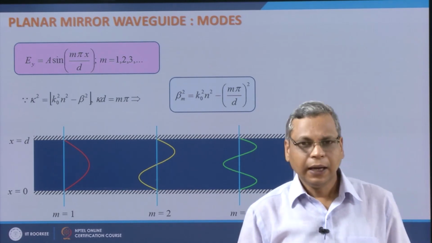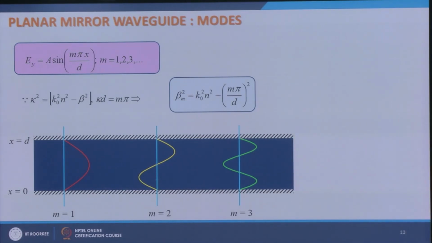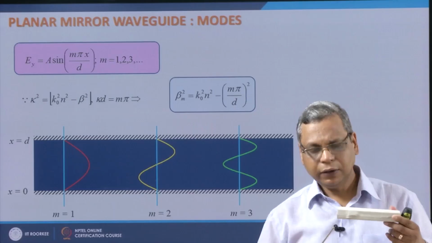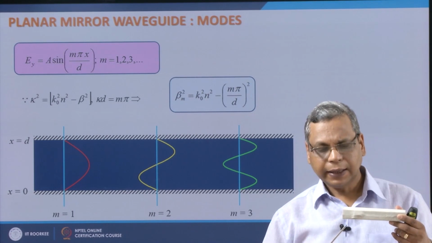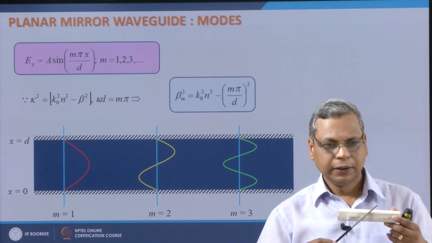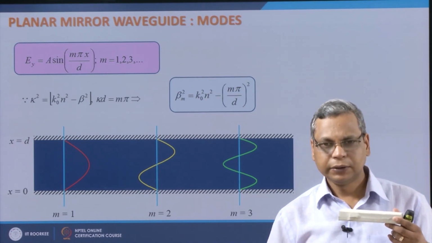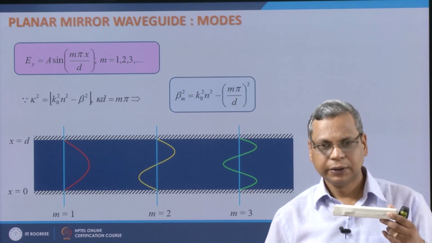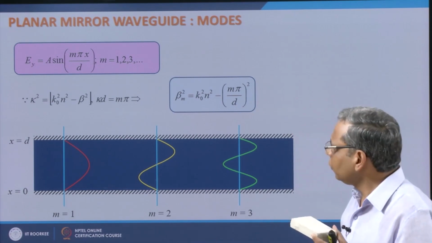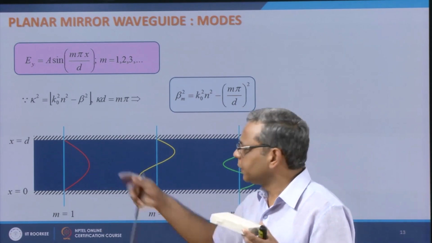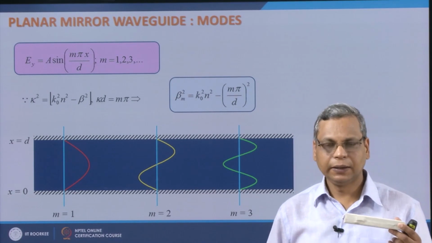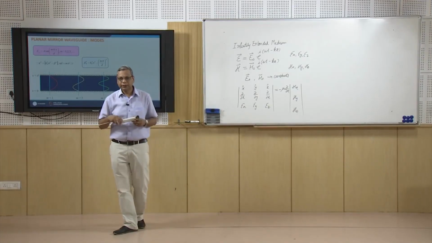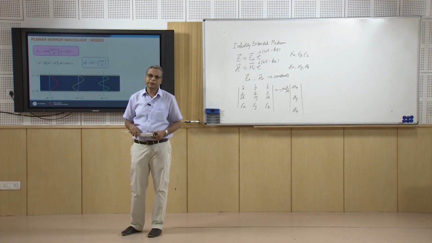Okay. I know that in a waveguide, if I launch a ray like this, then it will be reflected back and forth, or if I launch a wave, then the wave would be reflected back and forth. But how do these represent the guidance in a waveguide? So, let us understand it in the next lecture. Thank you.